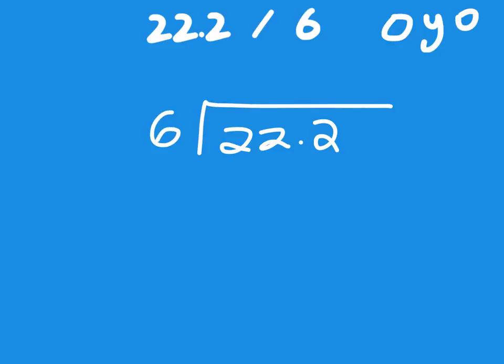6 does not go into 2, so you ask yourself how many times does 6 go into 22? That's 3 times. 6 times 3 is 18. I need to be a good example here. And I need to put my decimal point before I even start. 22 minus 18 is 4.